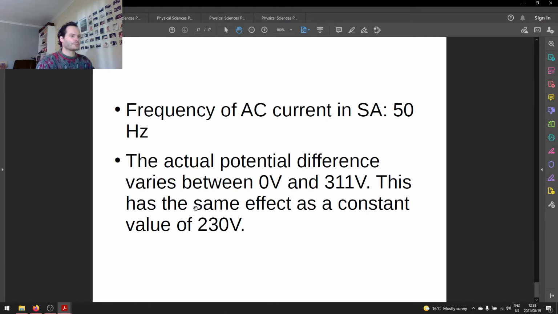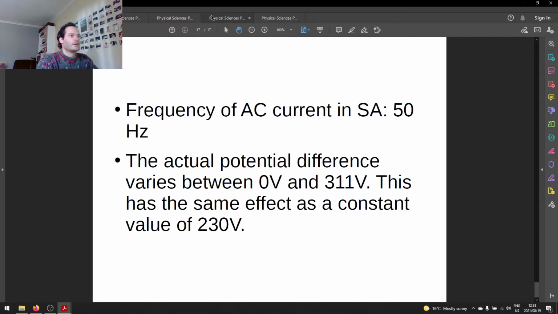All right. We know that the frequency of AC current in South Africa is about 50 Hertz, and the potential difference varies from 0 volts to 311 volts thereabout. This means that we've got an RMS voltage of about 230 volts.